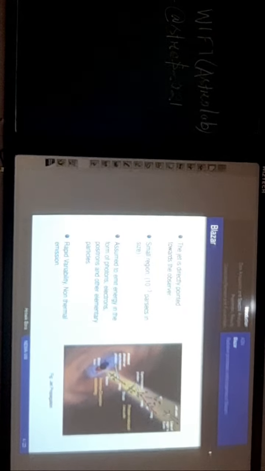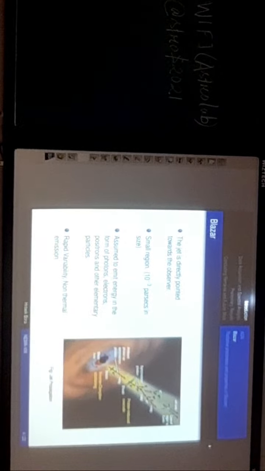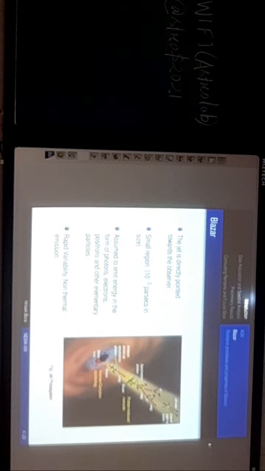Next is the blazar. I've already mentioned that its jet is directly pointed towards the observer. It is basically small in size, like 10^-3 parsec, and it is assumed to emit energy in the form of photons, electrons, positrons and other elementary particles. It has special characteristics of rapid variability and non-thermal emission. This is a cartoon showing the jet propagation of a blazar jet.